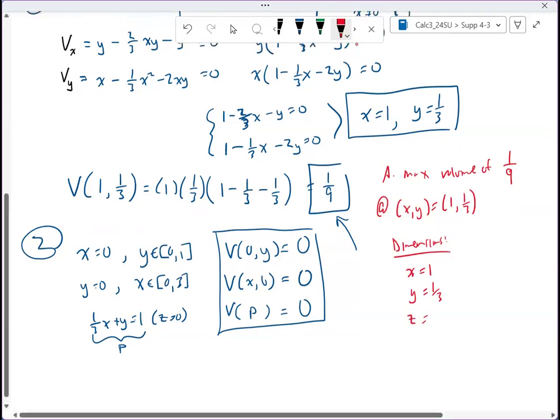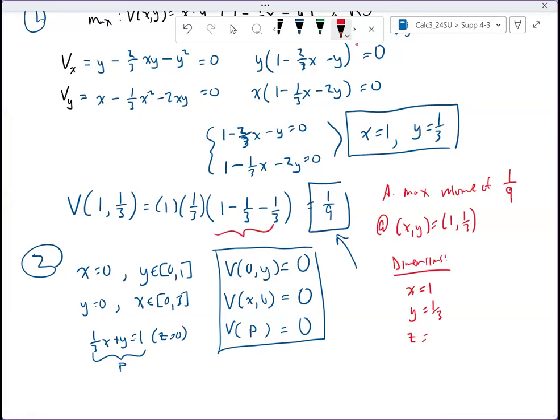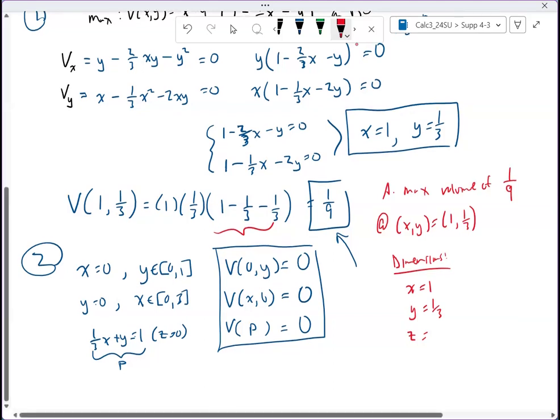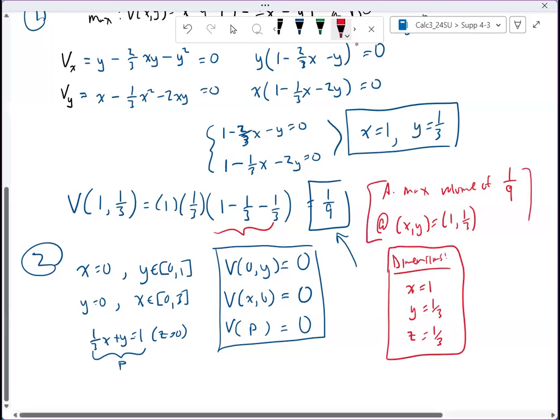And I should use dimensions. x equals 1 unit, y equals 1/3 of a unit. And what would z be? Well, z would be 1 minus a third x minus y, or that's 1 minus a third, which is 2/3. That's 1 minus 2/3, 1/3. So these should be the dimensions of the box that I make that will yield an absolute maximum volume of 1/9.